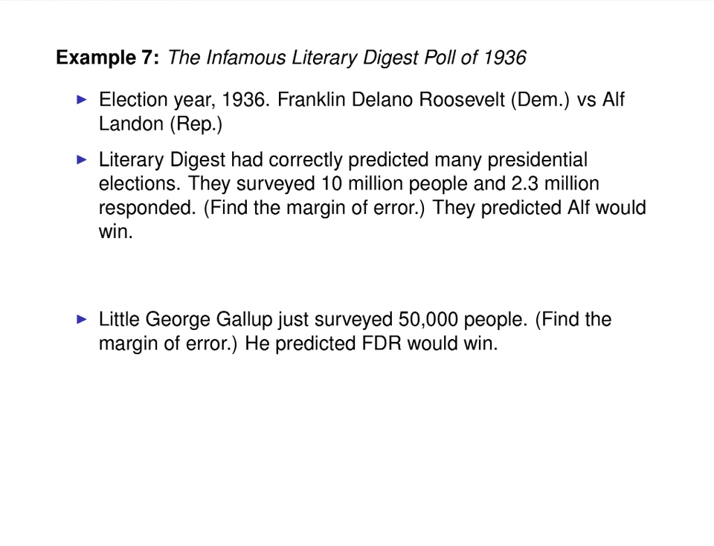Okay, so here's the infamous Literary Digest poll of 1936. This is a great story. This wasn't the only time this happened. So, election year 1936, Franklin Delano Roosevelt versus some guy named Alf Landon, who won. If you know any history, it was obviously this guy, right? Because he was president during World War II, yes? Yeah, okay.